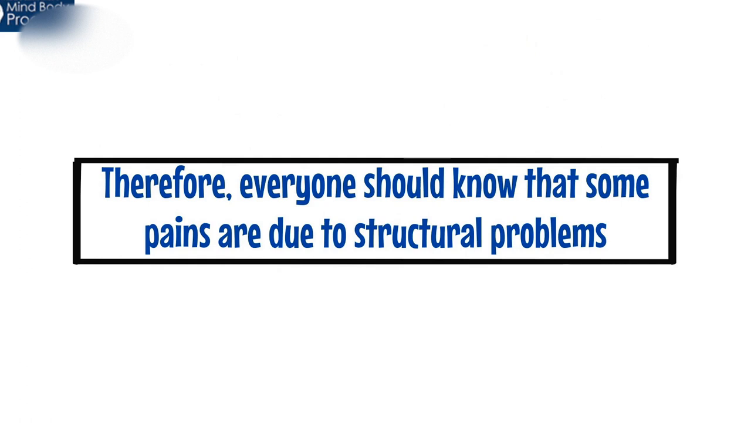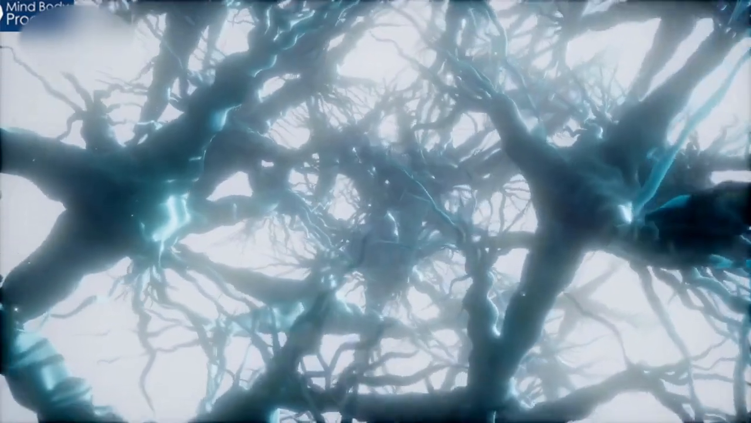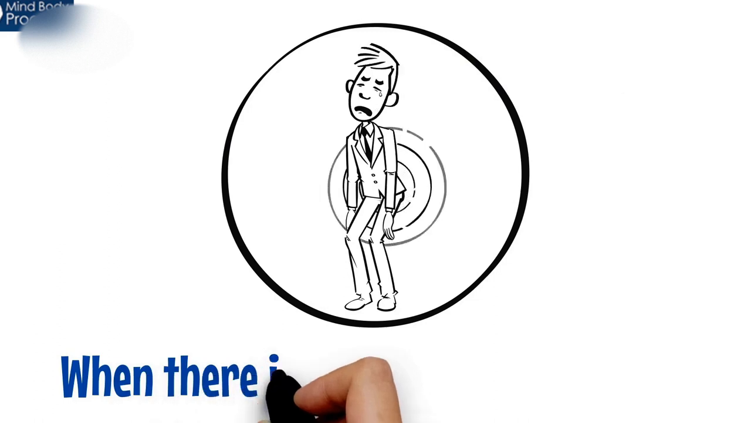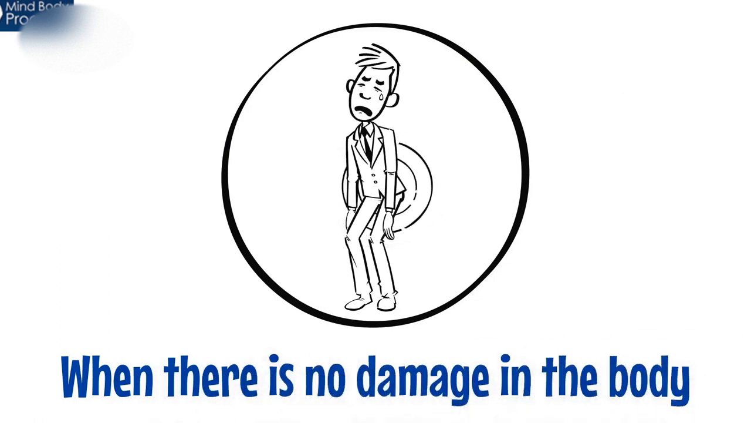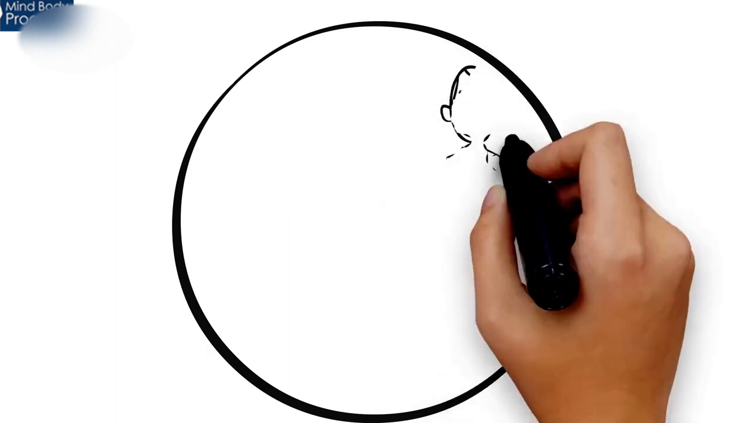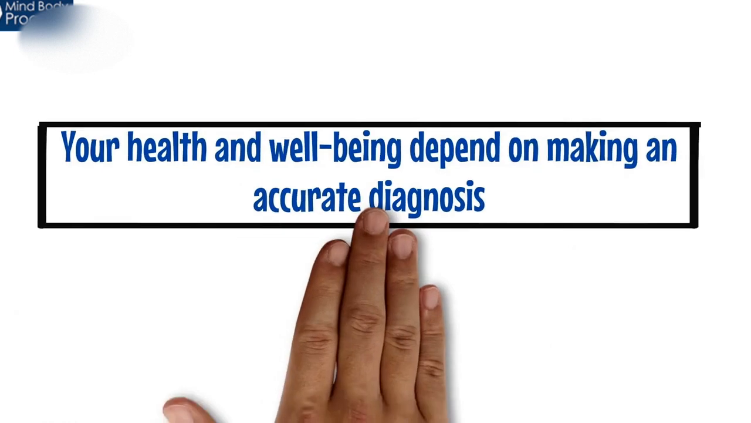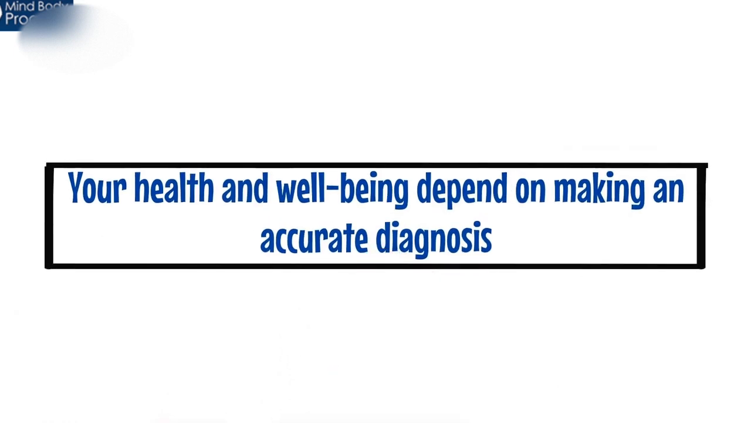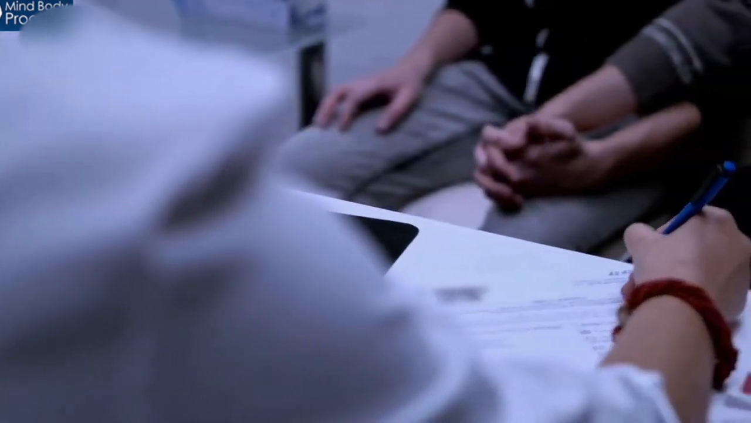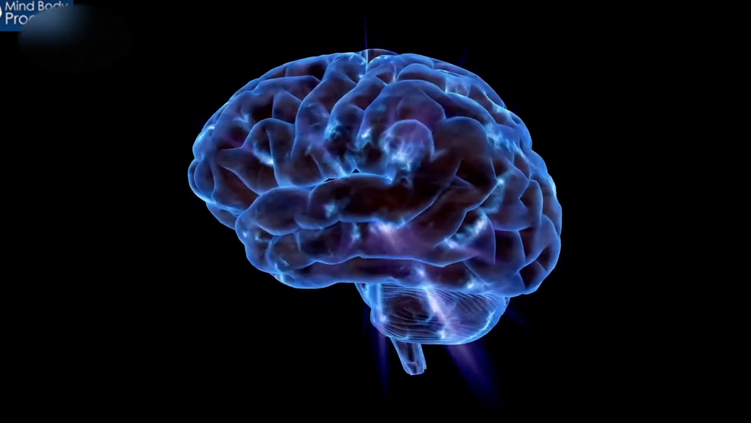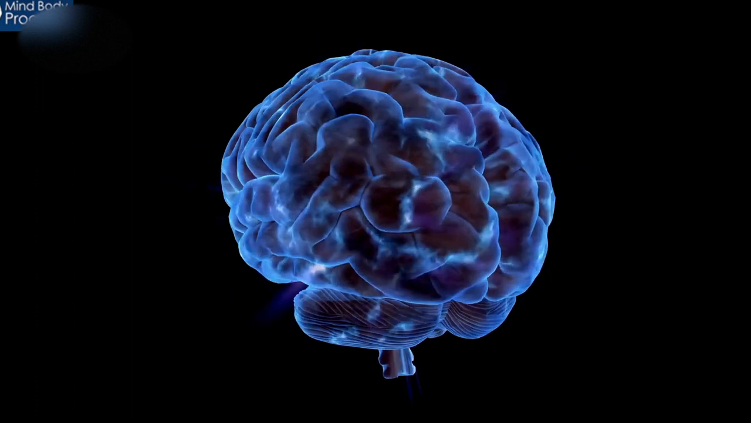Therefore, everyone should know that some pains are due to structural problems, and other pains are due to neural circuits in the brain. Chronic pain is often caused by neural circuits when there is no damage in the body. This is more common than you might think. A good team consisting of you and your doctor can be good detectives and figure this out. Your health and well-being depend on making an accurate diagnosis. The treatment for a structural disorder is medical treatment, but the treatment for a neural circuit disorder is different. The treatment for it is to reprogram your brain to unlearn the pain.